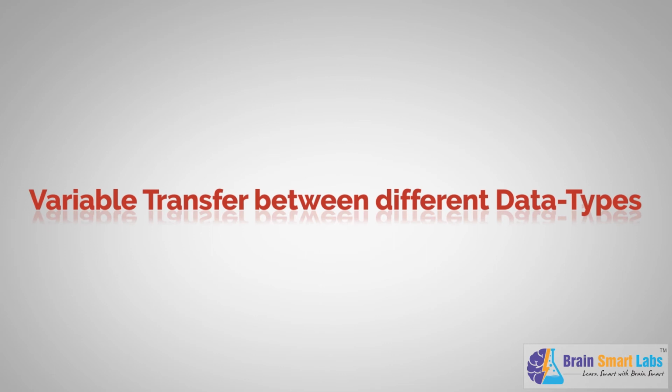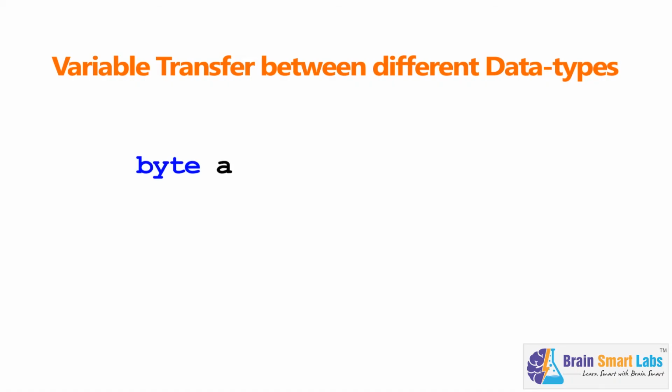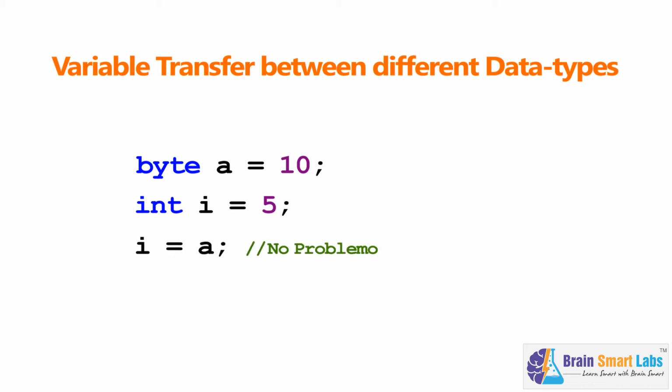Now let us understand what will happen if we transfer variables which are of different data types in Java. Variable transfer between different data types. Consider a variable byte a whose value is equal to 10. Now declare an int variable I whose value is equal to 5. If we transfer the value of byte a inside integer I using the statement I = a, no issues are created even though both are of different data types.